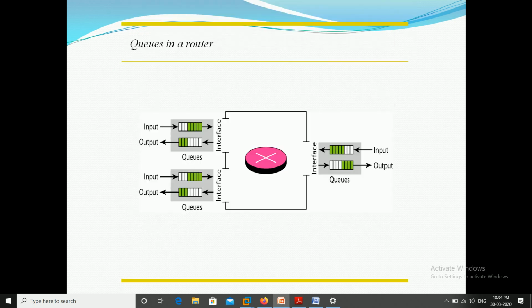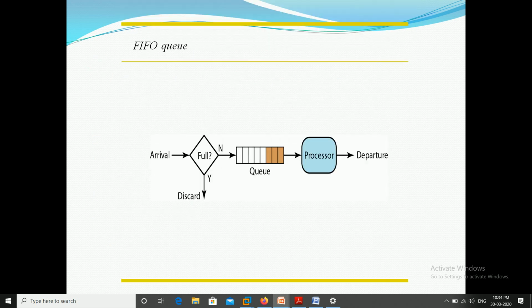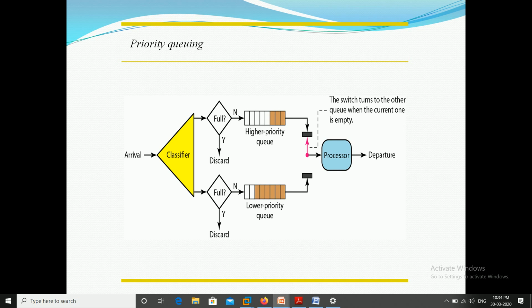We have earlier discussed the queues in the router, input and output, and how these queues are maintained. In that case, with first in first out, the first to come gets the first departure. This is very simple. That is how we can define the term scheduling. Then we have priority. I hope you understand this term priority.